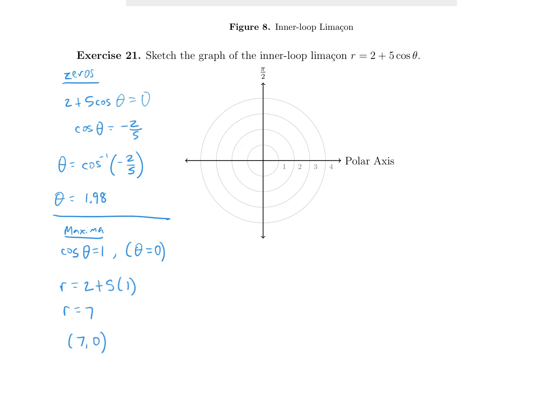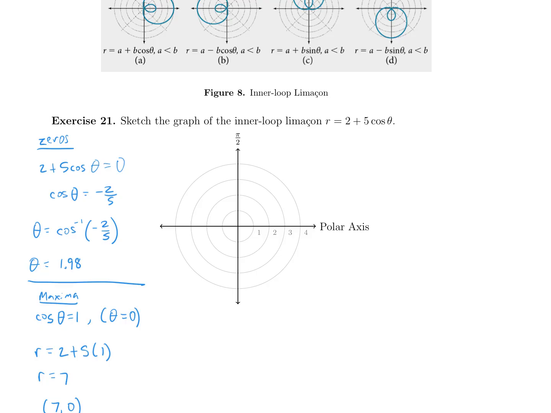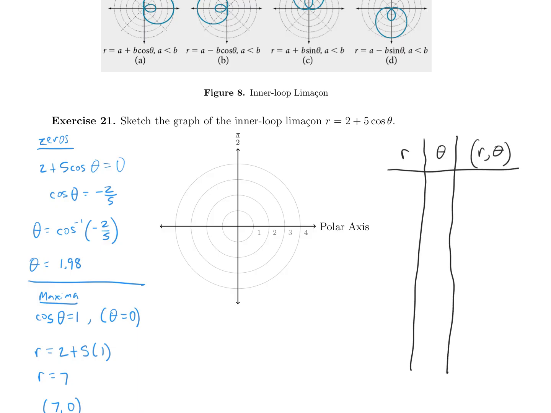All right, now we can go ahead and plot some points by creating an r comma theta table. So let's do that, just like we did last time. And remember, we're selecting values for theta. And once again, because this is a cosine, you can perform the symmetry test, and I'm going to save us the time, but I will let you know that this is going to have polar axis symmetry again.